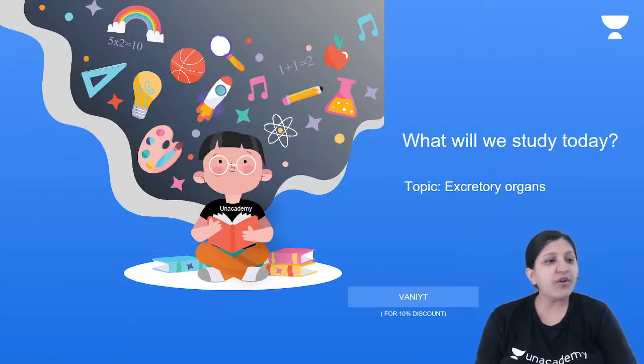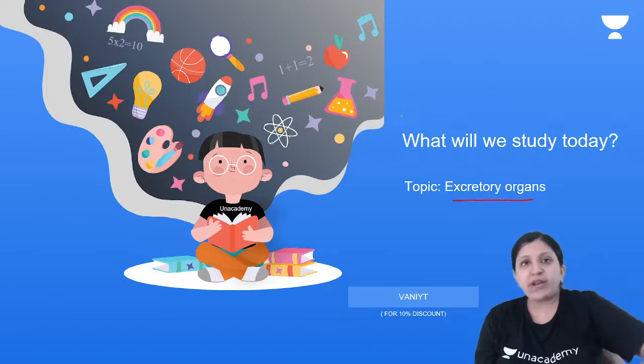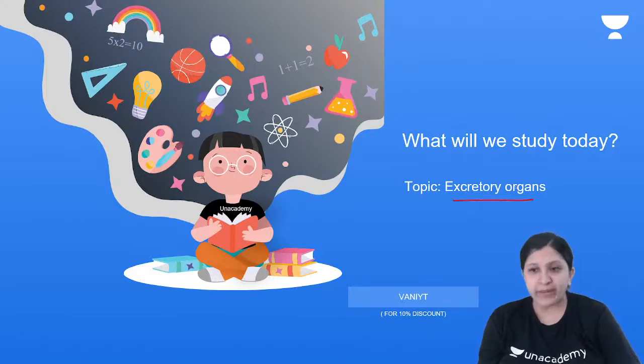So what we are going to study today is the excretory organs. Before we study about the excretory organs, I'll be mentioning them today, and we will see what all different types of nitrogenous waste there are.